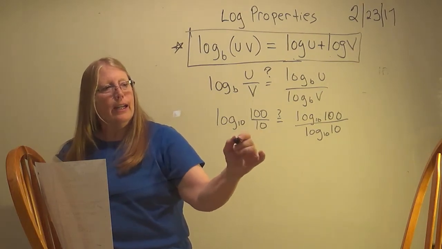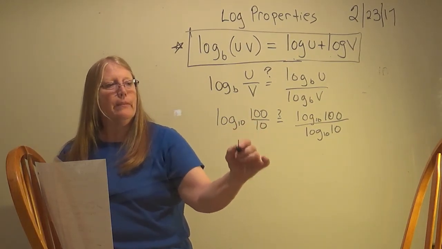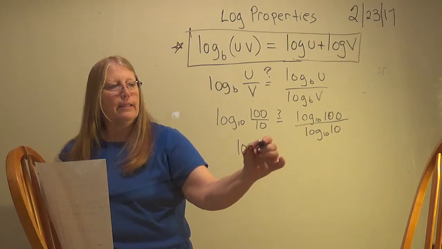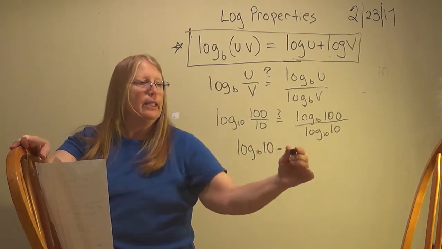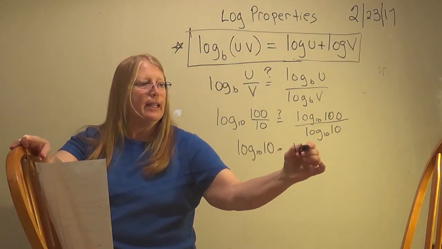So let's figure it out. Log to the base 10. 100 divided by 10 is 10. And we'll come back and grab that logarithm. And over here, I'll just repeat that.